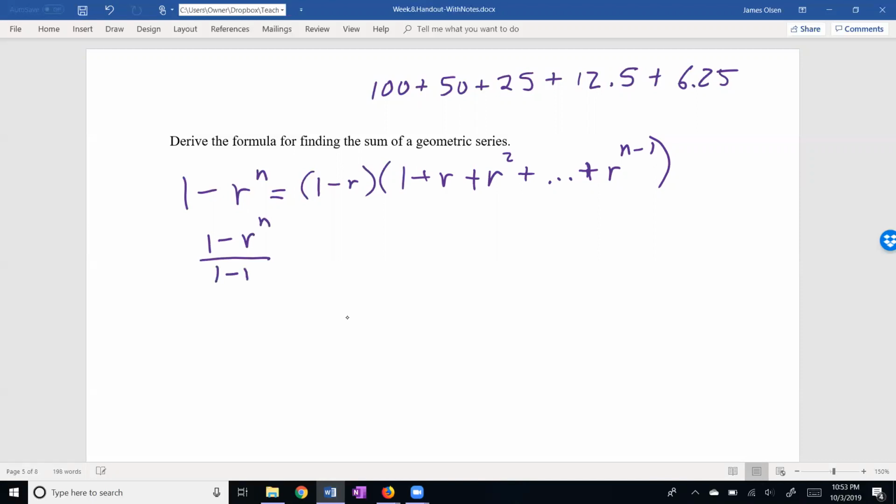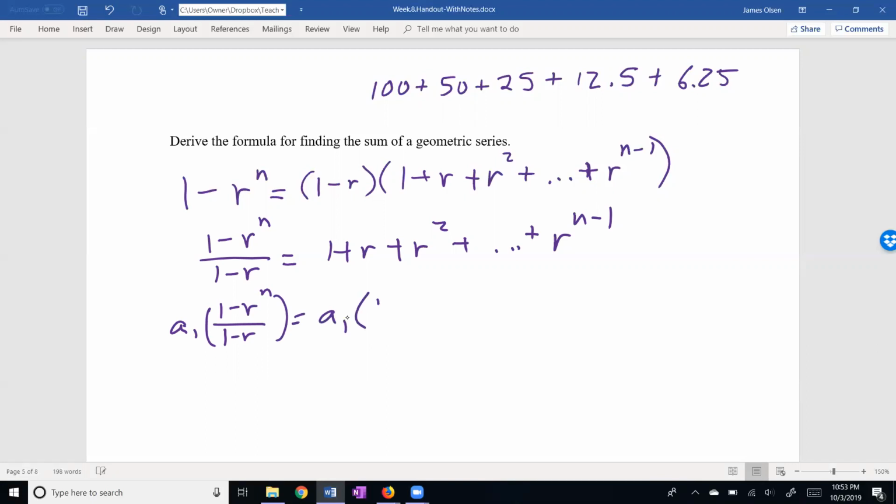If I divide both sides by 1 minus r, I get 1 minus r to the n over 1 minus r is equal to 1 plus r plus r squared plus and so on up through r to the n minus 1. We're almost getting our geometric series. I just need to multiply through by a1. So in my next line, I'm going to multiply the left-hand side by a1, and I'm going to multiply the right-hand side by a1.